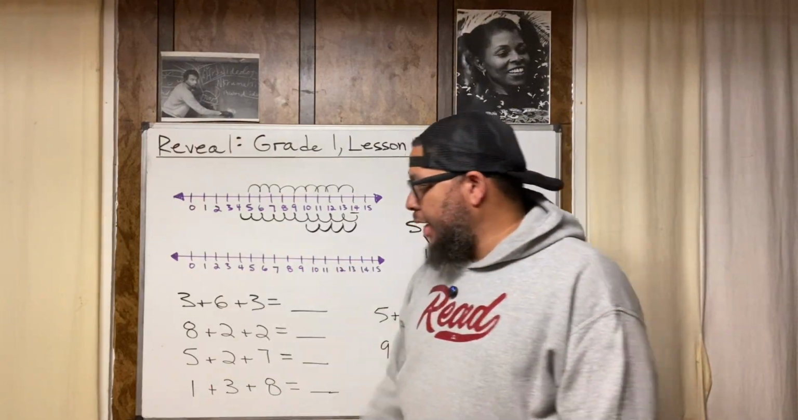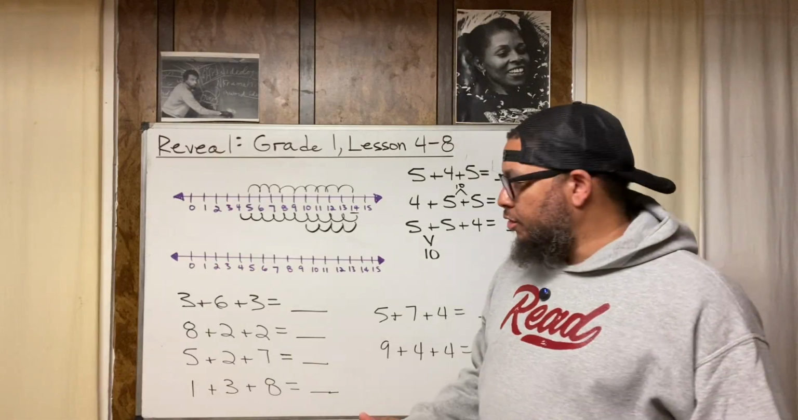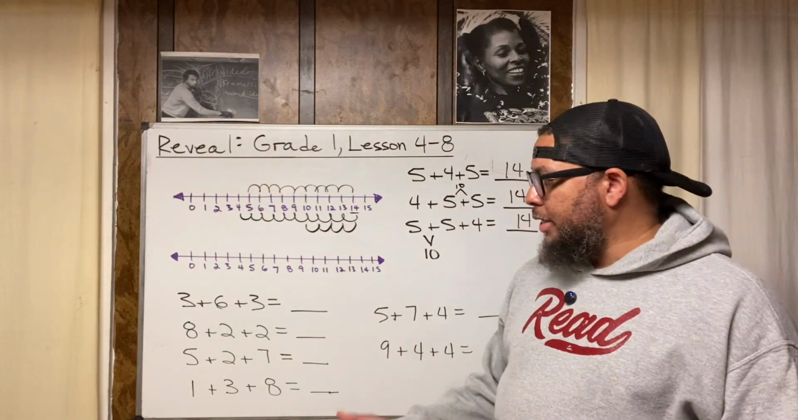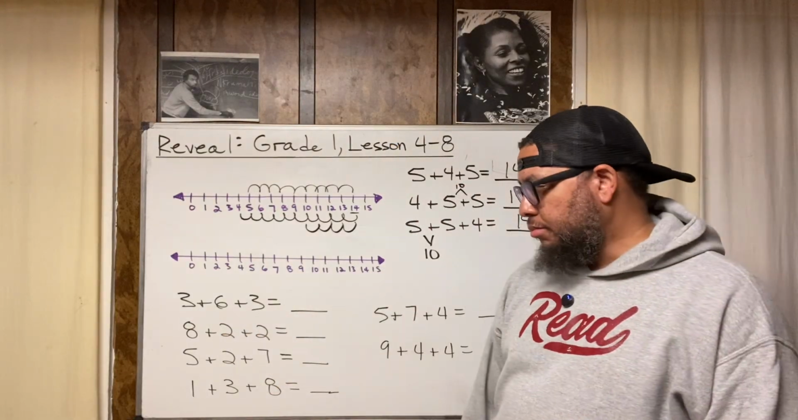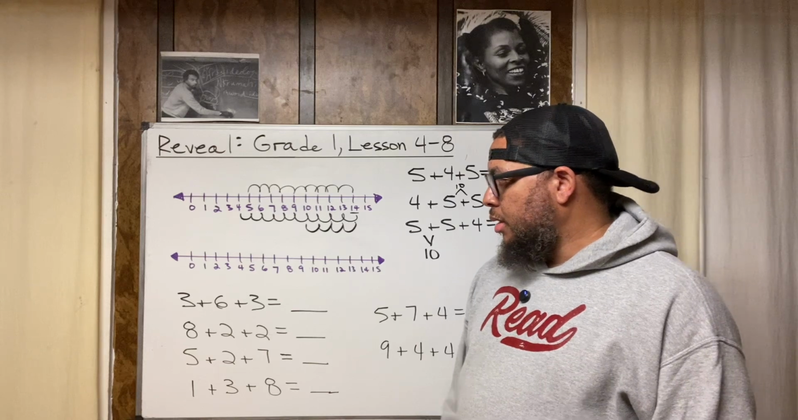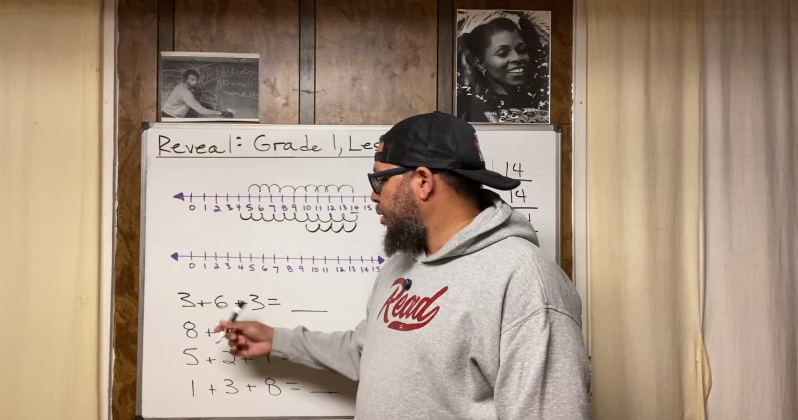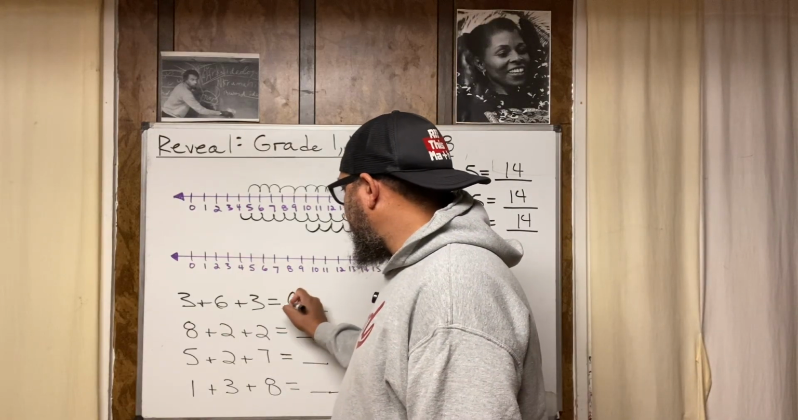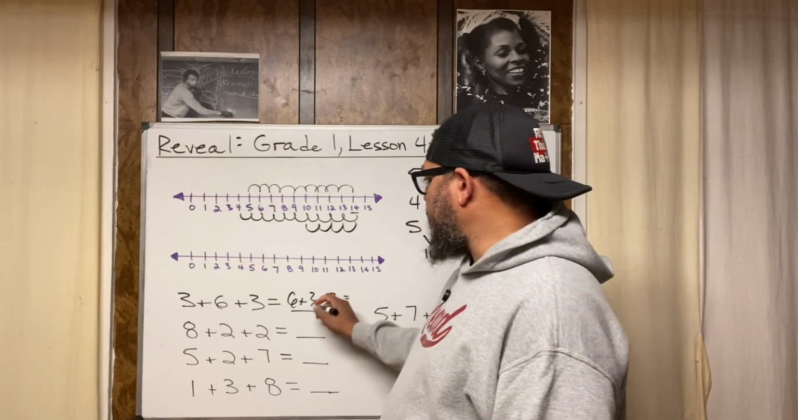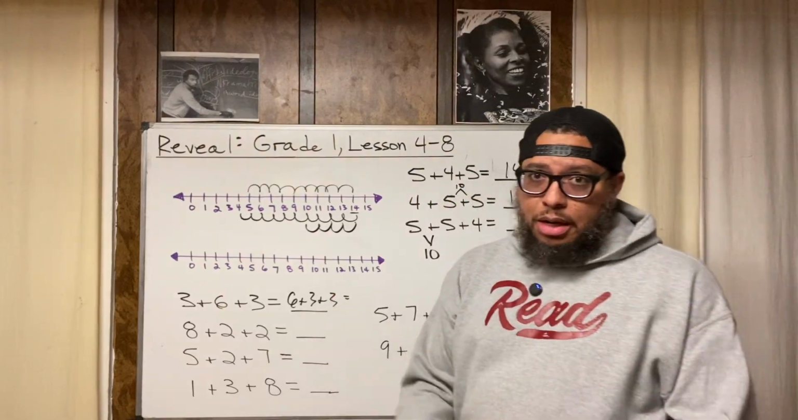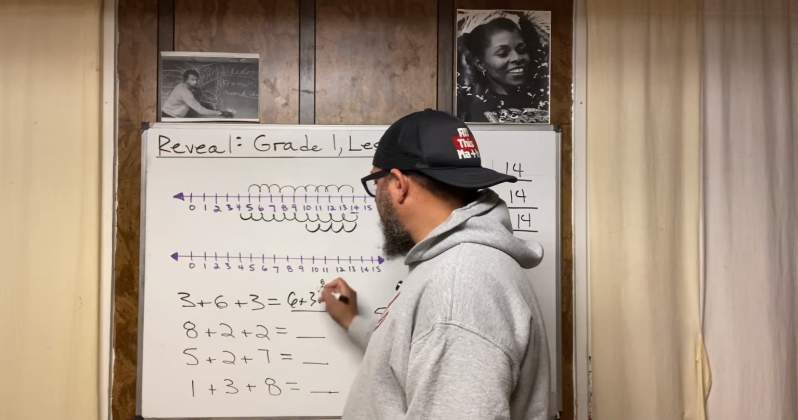I like to have fun with the math, right? I like to use different strategies, get creative, and try to figure out what makes the most sense. So with this first example, I got 3 plus 6 plus 3. What I might do is switch the 6 and the 3, so I make it 6 plus 3 plus 3. And if I do that, what's going to happen with the 3 plus 3? 3 plus 3, that's a double. So 3 plus 3 is 6.